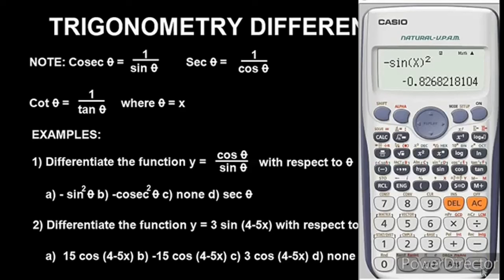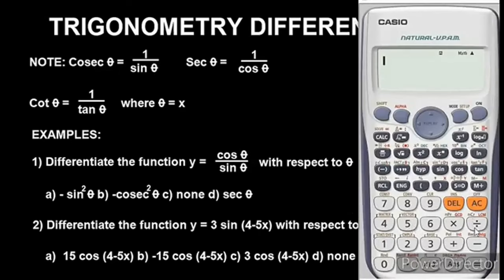No, this is not what we got. So let's check option B. So it says minus cosec square theta, and there's no cosec in the calculator. That's why I made it to know that cosec theta is the same thing as 1 over sin theta. So right now we replace cosec theta with 1 over sin theta in the calculator. So let's do it. So it's starting with minus.